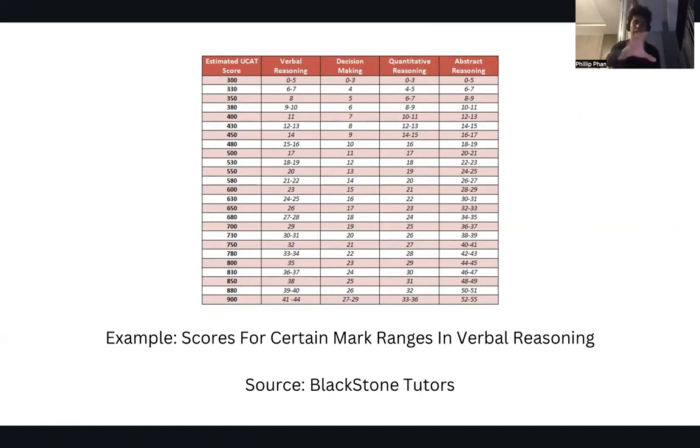Obviously, as I mentioned before, the 300 and 900 ends pack it a bit more, so maybe it's not as linear when we consider those, but for the most part it's very linear. As you get an extra mark, you get about an extra 15 points, and that's very important to note. I sourced this from Blackstone Tutors, which is okay.